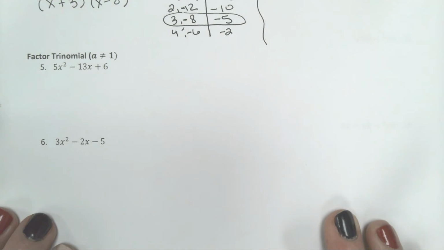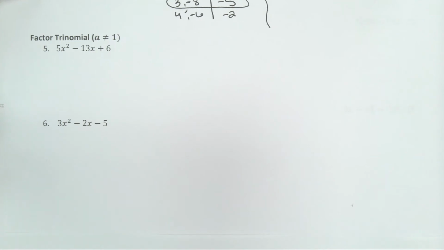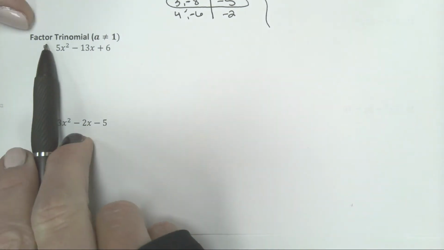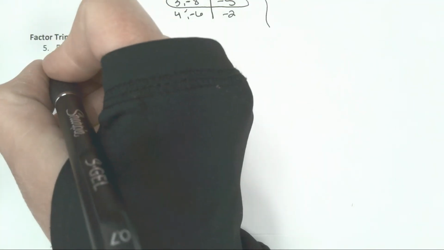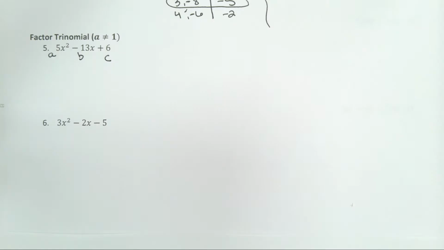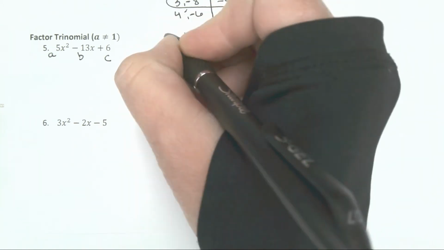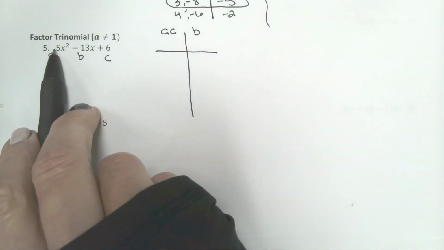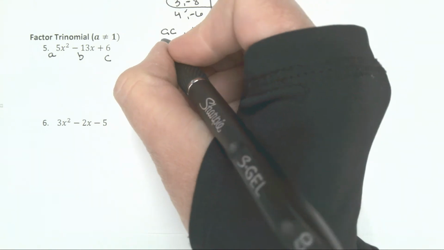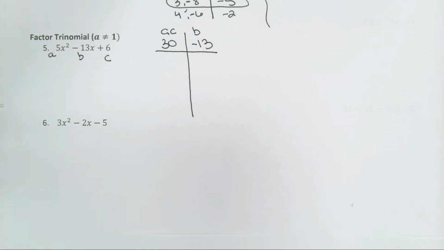All right, now we are reviewing stuff from Algebra 1, and we have not done any of these in Algebra 2 yet this year. We're still factoring a trinomial, but now a isn't 1 anymore. So a is 5, your b is negative 13, and your c is 6. We're going to start off the exact same way. We still make an ACB chart to find our factors. So we take 5 times 6, so I need factors of 30 that add up to 13.